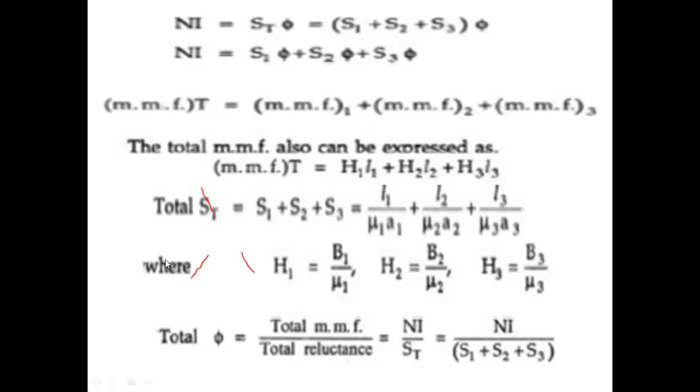Next line. Where H1 equal to B1 by mu1, H2 equal to B2 by mu2 and H3 equal to B3 by mu3. You write this one. Up to here you write down.